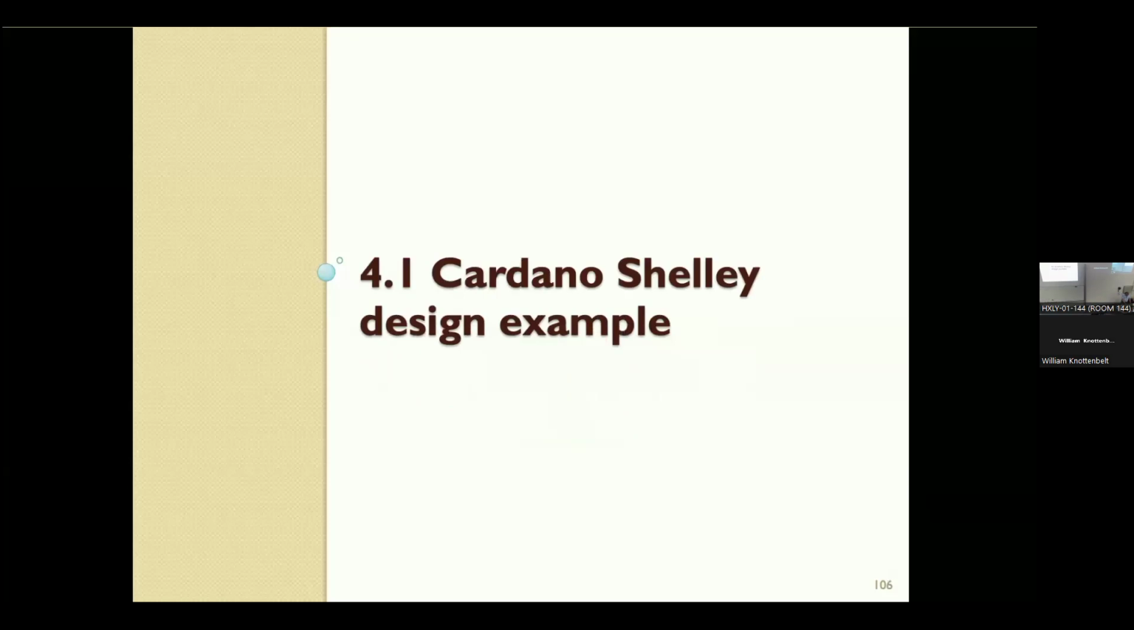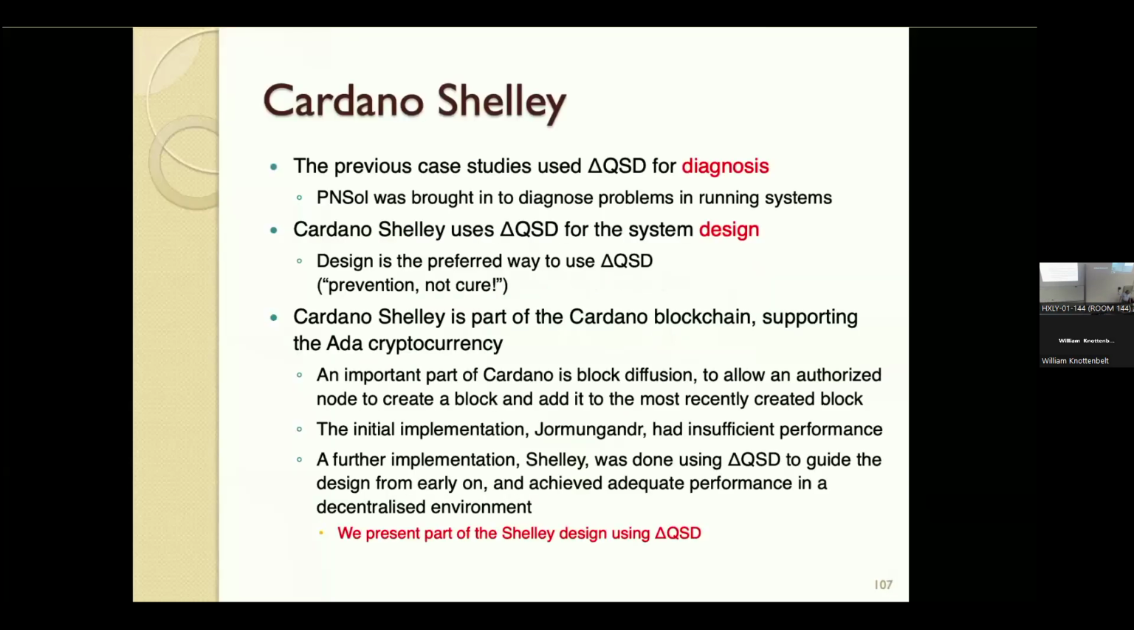So first, about Cardano Shelley. Some context. In the case studies I presented before, we used ΔQSD for diagnosis. We take some existing system which is not doing the right thing and we try to find the problem and fix it. That works, but that's not really the intended purpose of ΔQSD. The real intended purpose is to design systems using it from the beginning. Prevention, not cure.